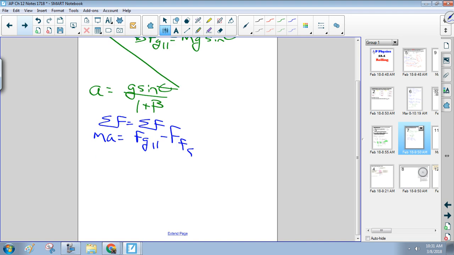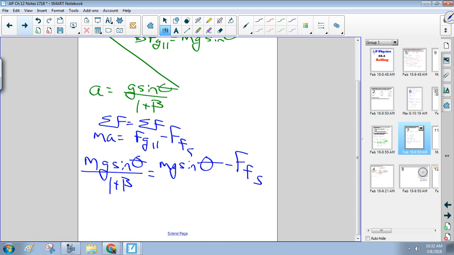I'm going to plug in my numbers, you guys. So M times A is g sine theta over 1 plus beta, right? Good, so that's my MA side. It equals FG parallel, well, that's mg sine theta again. Follow? Minus the force of static friction.